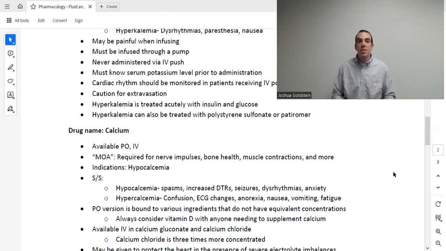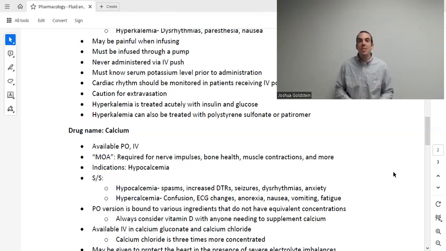Now let's move on to calcium. So calcium is available PO and IV. Again, the mechanism of action, what does the body use it for? It uses it for a ton of different things. It uses it for nerve impulses, for muscle contractions, just like potassium. It's also used for bone health. We have more calcium in our body than any other ion because our bones stock it for bone strength. And it's used for a whole bunch of other things.